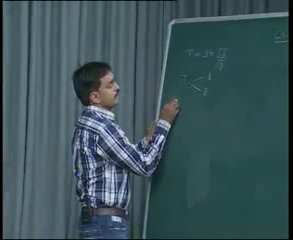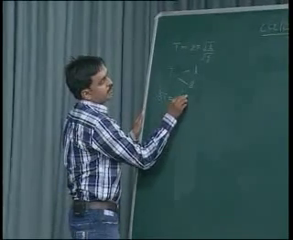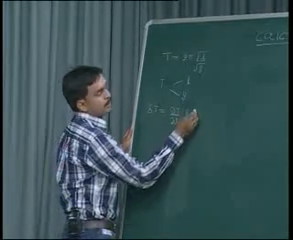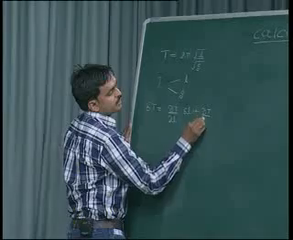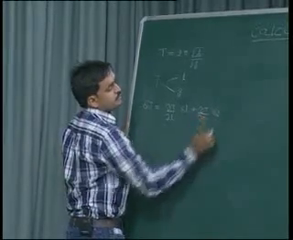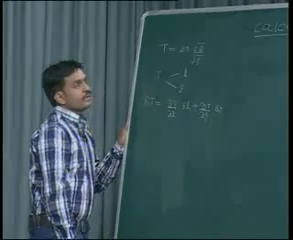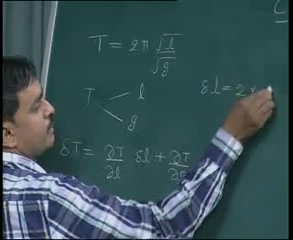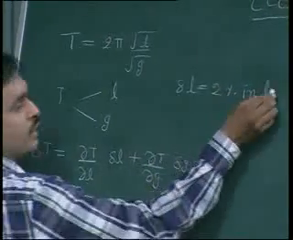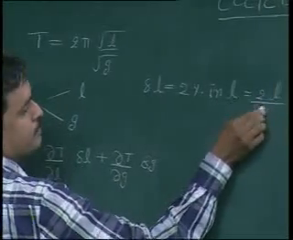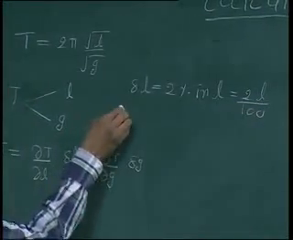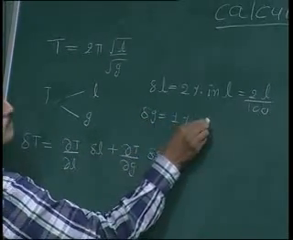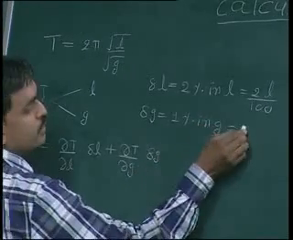So, change in T is the partial derivative of T with respect to L multiplied by change in L, plus the partial derivative of T with respect to g multiplied by change in g. Now, according to the data, delta L is given as 2% in L, so it is 2L by 100. Change in g is given as 1% in g, so that will be g by 100.